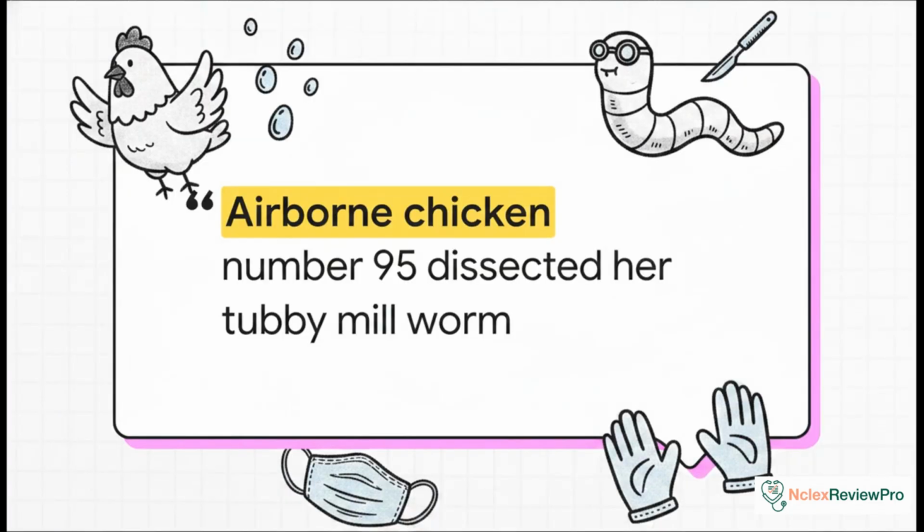Okay, to lock this into your memory for the NCLEX, or honestly just your next shift, we're going to use a completely wild but brilliant mnemonic. Read this aloud with me. Airborne chicken number 95 dissected her tubby mealworm. I know, no way you're forgetting that, right? It's bizarre, but it is the ultimate key to instantly recalling airborne pathogens.